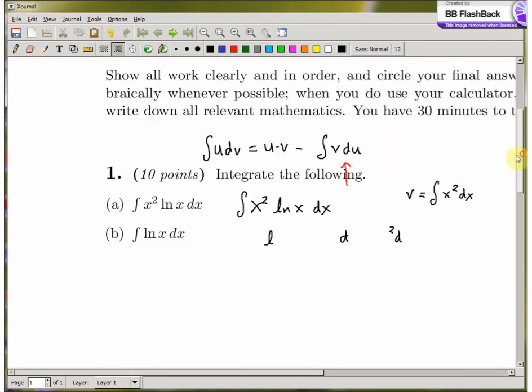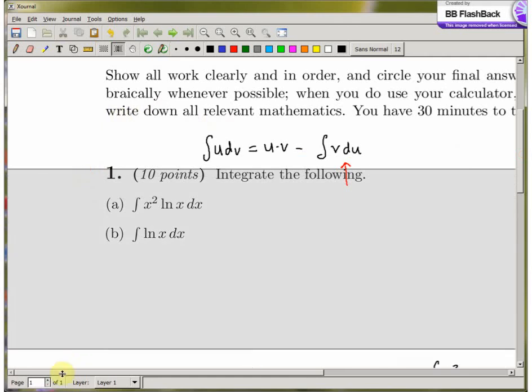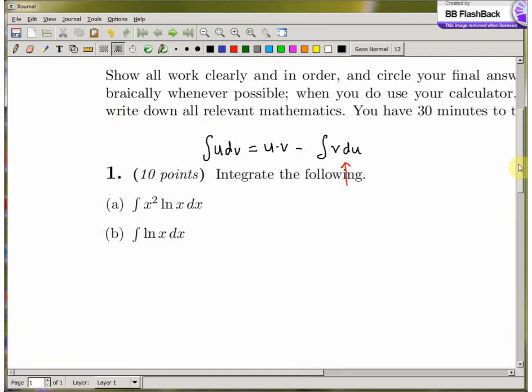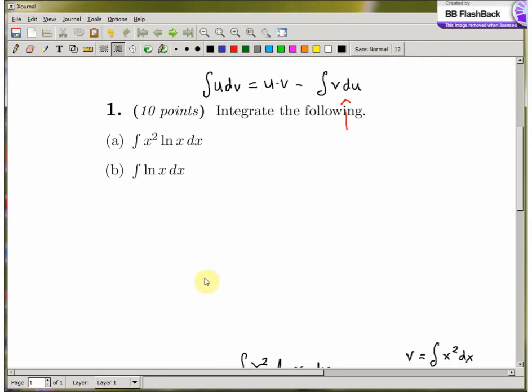Alright. So I can leave the formula there. So this next one is just natural log by itself. So this is an important one to know how to do because frequently, in calculus 2 anyway, you want to know what the antiderivative of natural log is. So how do you do it?